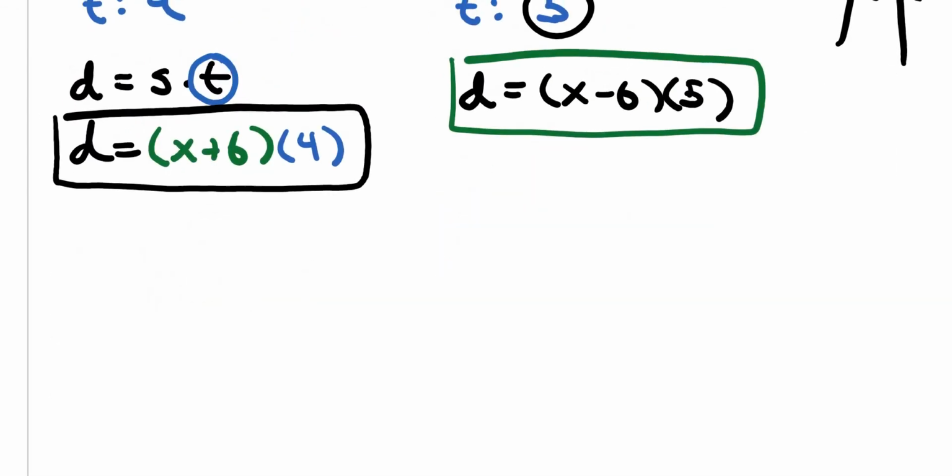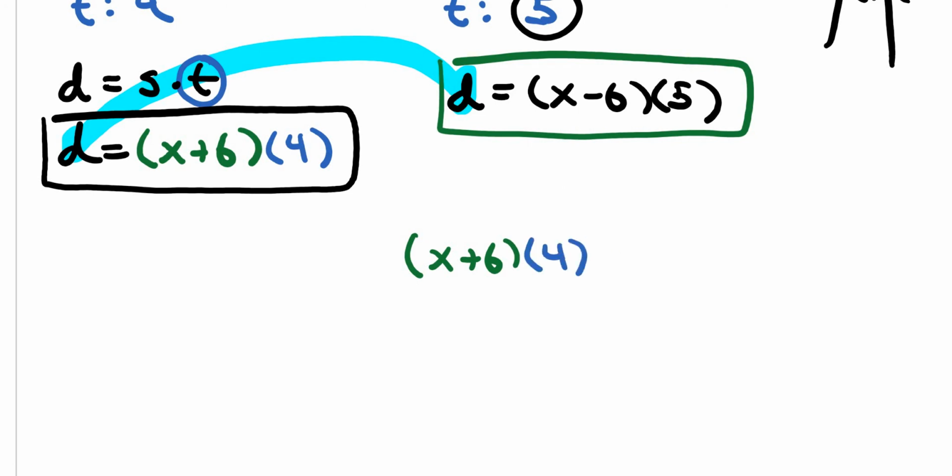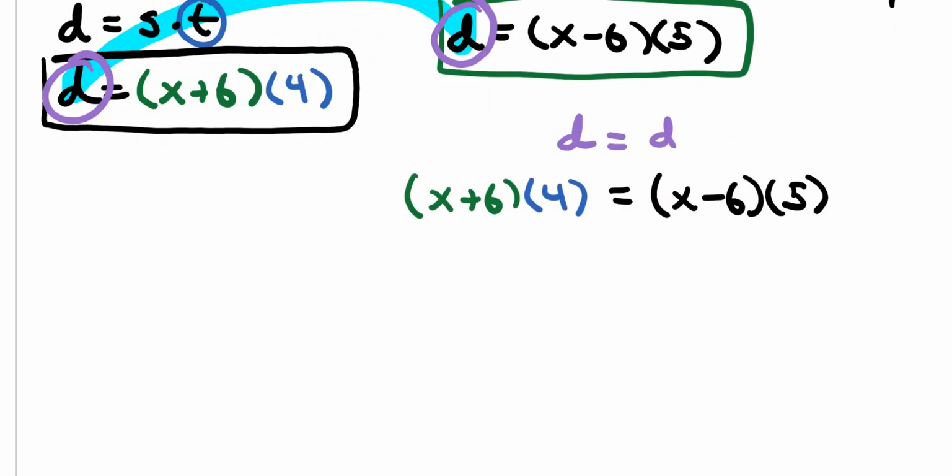So this one I'm probably not going to use elimination. I'm probably just going to use substitution. So here's a d, and this d equals that d right there. So if I use substitution, I can write down x plus 6 times 4 equals x minus 6 times 5. So what I'm really doing is making my distances equal to each other, right? I'm making these two distances in purple equal to each other. All right, after that we can just solve this now.